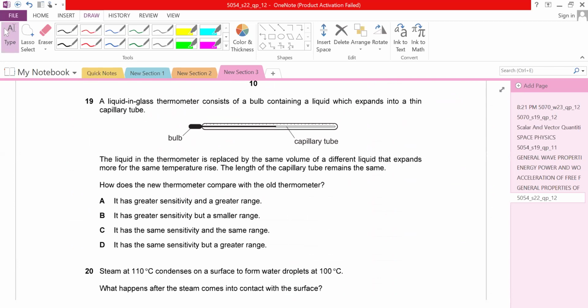Then question number 19, a liquid in glass thermometer consists of a bulb containing a liquid which expands into a thin capillary tube. The liquid in the thermometer is replaced by the same volume of a different liquid that expands more for the same temperature rise. The length of the capillary tube remains the same. How does the new thermometer compare with the old thermometer? So you can say that the sensitivity is high, but it has a smaller range. Correct option is B for question number 19.